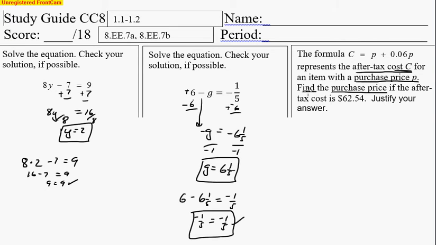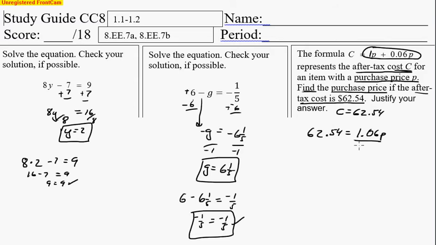So we're going to find P if the after-tax cost is $62.54. So that's what C represents, $62.54. So we're going to substitute that into the equation and then solve. So when I go ahead and do this, I'm going to combine these two terms right now. This is 1p plus 6/100ths p. That makes 1 6/100ths p.